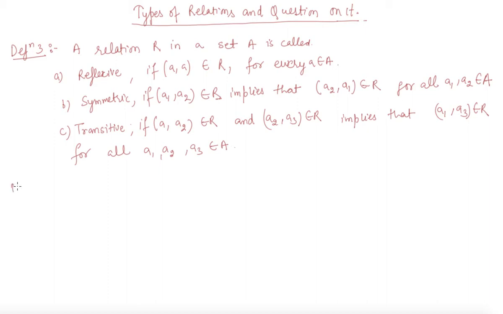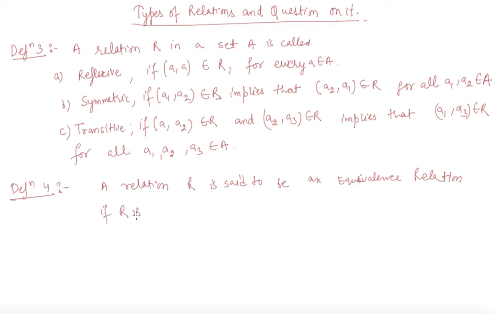Okay, and let me write definition number 4, then we will discuss some questions based on it. A relation R is said to be an equivalence relation if R is satisfying all three: reflexive, symmetric and transitive.